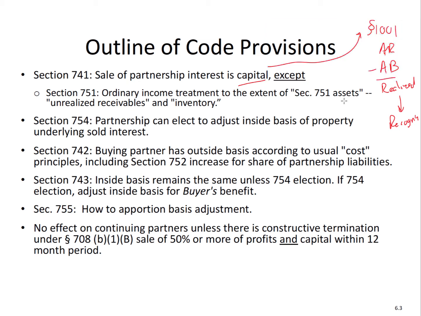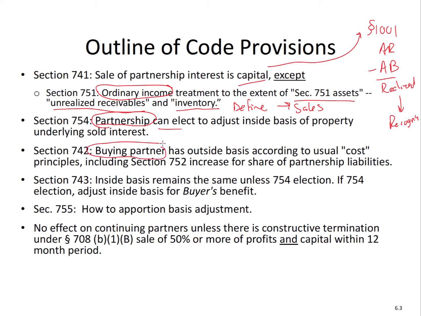However, under section 751, specifically 751(a), because 751(a) deals with sales or exchanges of partnership interest, 751(b) deals with distributions. So 751(a) says that ordinary income treatment applies to special 751 assets, which are unrealized receivables, which we have to define, and inventory. Now, we're going to have to define these specifically for sales. Note that distributions could have a different definition. Now, 754 is a special election the partnership can make. Please note that the partnership can elect to adjust the inside basis of property underlying the interest that's sold.